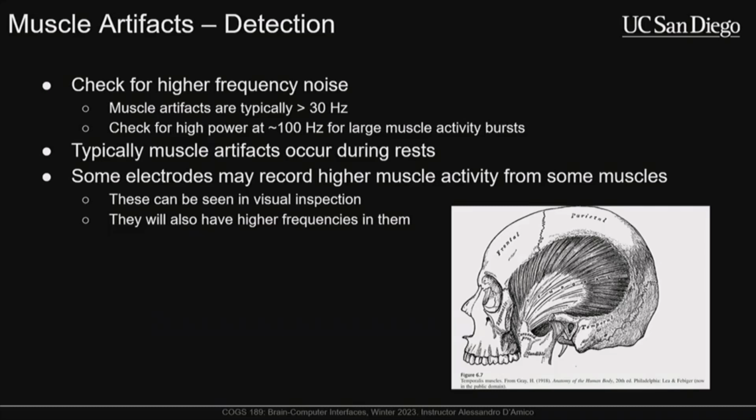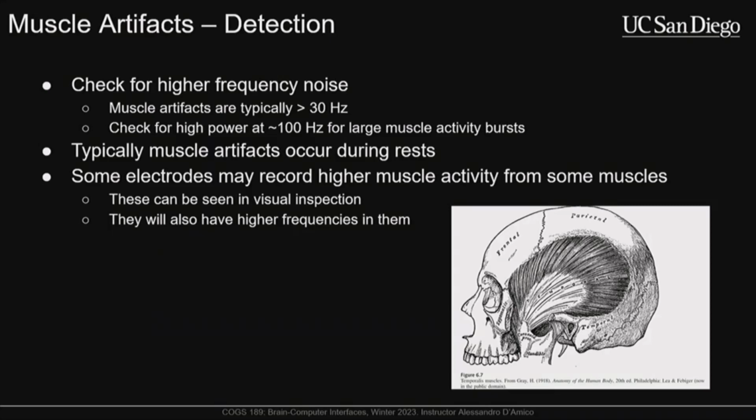But typically we're going to see this again at 30 to 100 hertz. And if you wanted an automated method, you could say, okay, if we see a certain amount of power higher than 100 hertz, we can set a thresholding approach, except within the frequency domain rather than the temporal domain. And just say, okay, 100 hertz power at this level, we call that a muscle artifact, we reject that epoch. So you can do something like that.